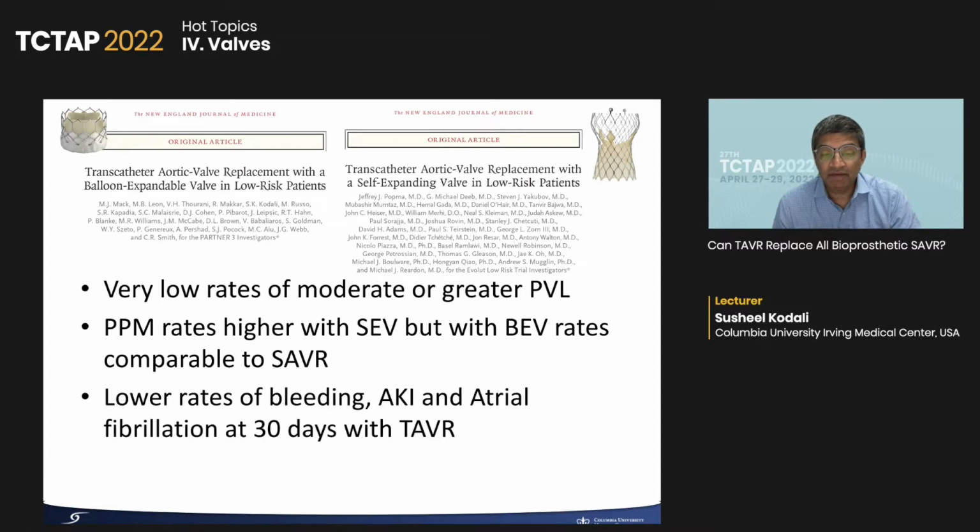And TAVR had lower rates of bleeding, acute kidney injury, and AFib at 30 days, which are all important clinical endpoints. So I think with this most recent data set, we see that TAVR results are equivalent to surgery. But it's important to keep in mind that these results were in selected patients, tricuspid valves, and it didn't include all anatomies. And so we can't extrapolate this data set to say it's comparable to surgery in all anatomies.